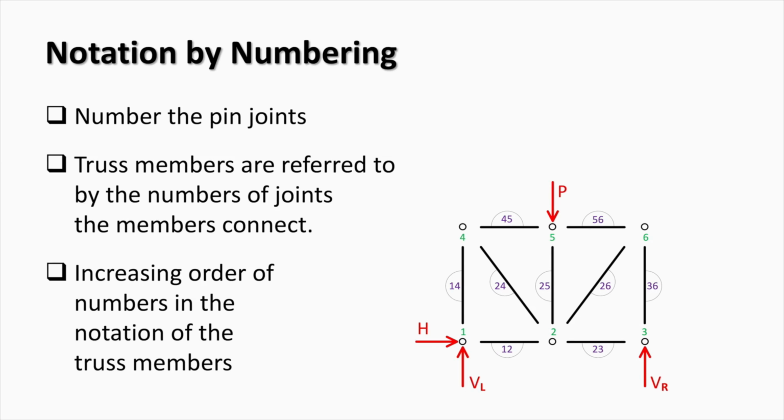Before proceeding to the solution, the internal forces in the truss members should be notated for easy referencing. One of the notation techniques is based on numbering the pin joints. In this case, the truss members are notated according to the pin joints they're connected to, using an increasing order of numbers as shown in the slide. So for example, between joints 1 and 4, you can see on the slide member 1, 4.